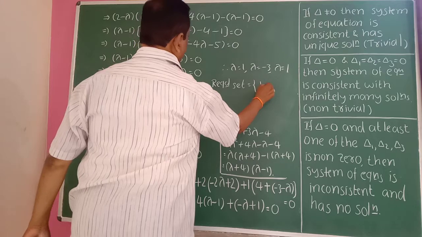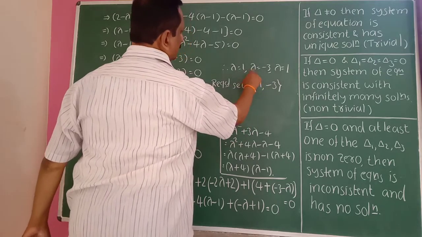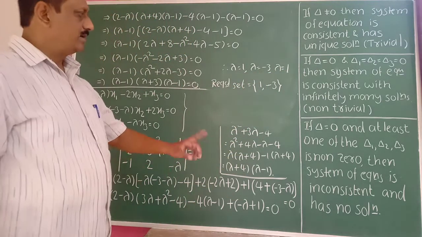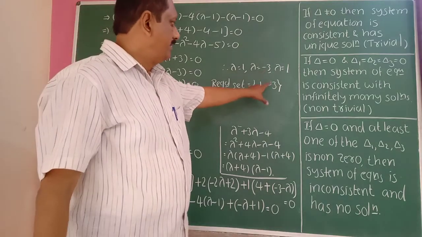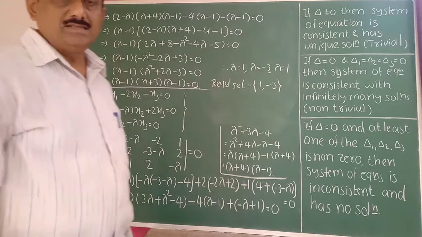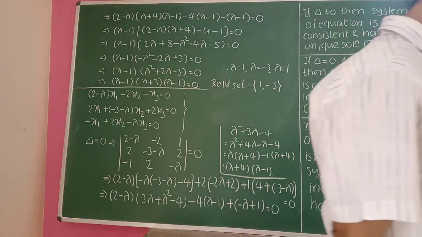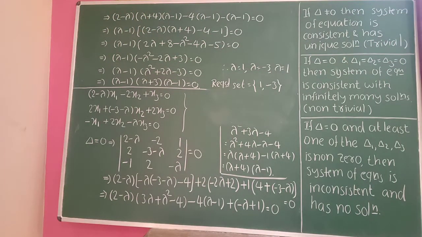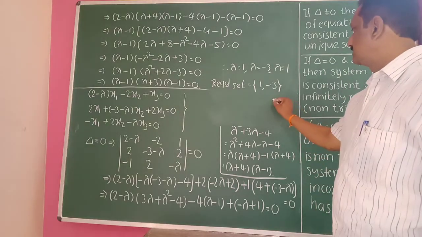1 and minus 3. Because the two numbers are the same, we write only one number, 1, and minus 3. Hence it contains two elements in that set. Yes, C is the correct option here. C is the answer.